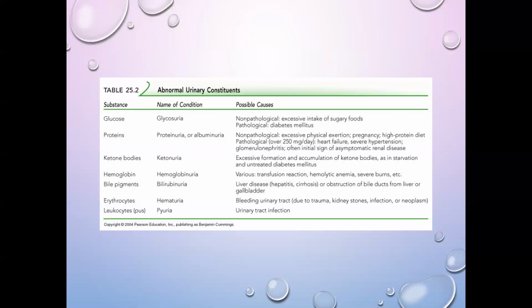And then we don't want any pus. Ooh, my internet connection is unstable. Okay, hopefully it's okay now. And then a urinary tract infection would be because I have pus in there. So I don't ever want pus in there either.